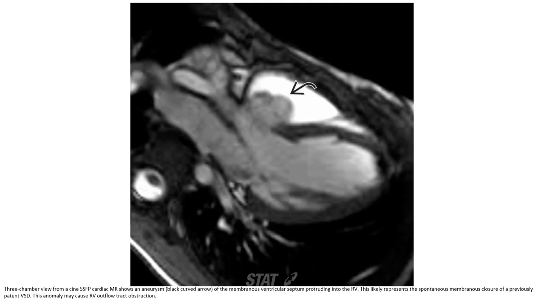3 chamber view from cine cardiac MRI, also an aneurysm of the membranous ventricular septum protruding into the right ventricle. This likely represents the spontaneous membranous closure of the previously patent VSD, which may cause right ventricle outflow tract obstruction.